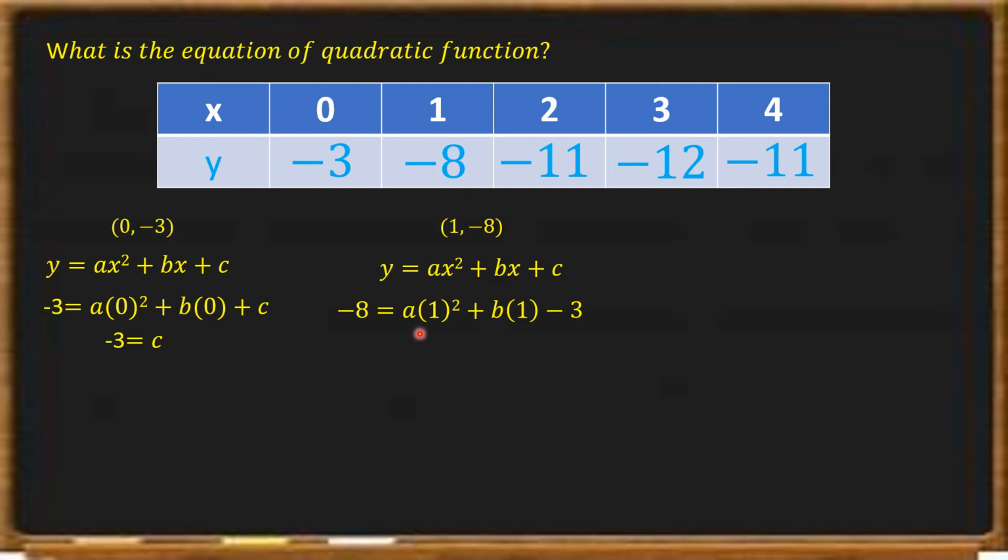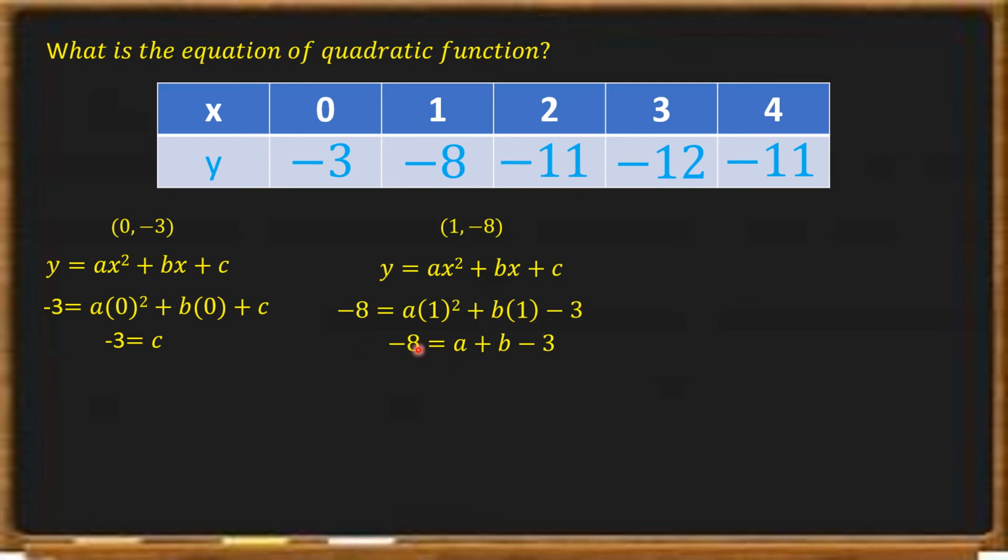Here it is. So, what is a times 1 squared? It's still a, because 1 times 1 is 1, so it's still a. And b times 1 is still b. So this is what comes out: -8 is equal to a plus b minus 3. Okay. Adding 3 to both sides to eliminate this minus 3.